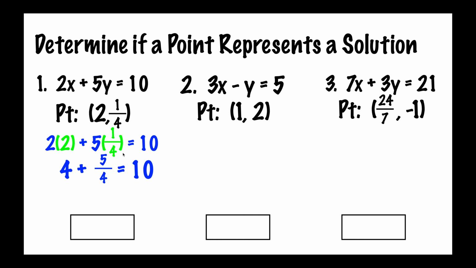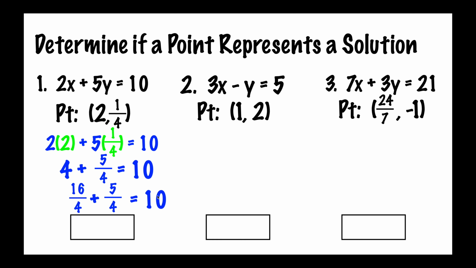So in my mind, without really doing anything further, I kind of know that this is not going to give me a true statement. But if we want to actually put these together, we want to get common denominators here. And so to get common denominators, I'm going to need to change this one, which is currently 4/1, and make that have a denominator of 4. So if I want that to have a denominator of 4, I have to multiply top and bottom by 4, which gives me 16/4 plus 5/4. And then that final step would be to add the 16 and 5 together, giving me 21/4 is equal to 10, and that's just not going to be true.